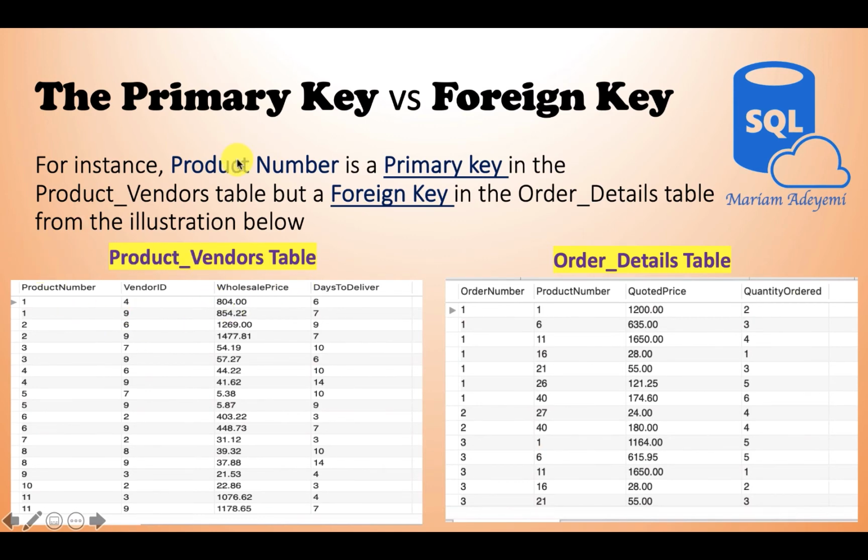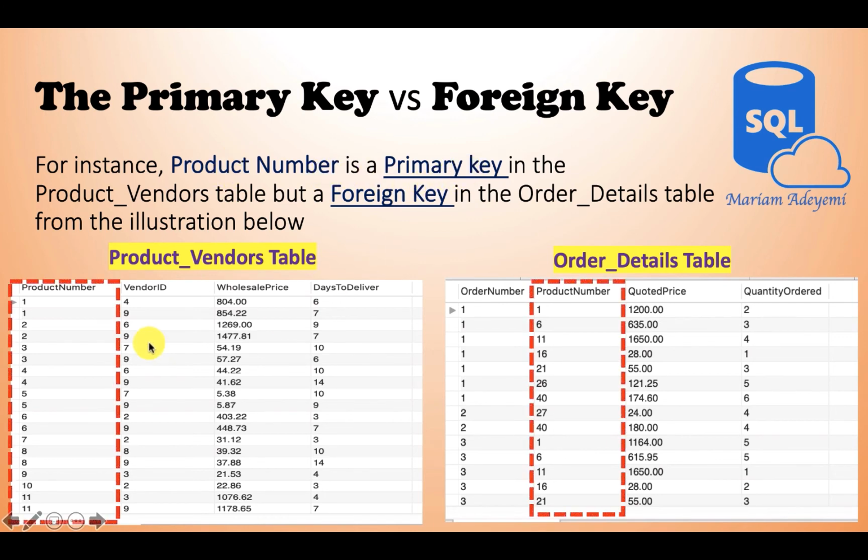For instance, product number is a primary key, as we see here in the product vendors table right here, but it's a foreign key in the order details table, as we see here. So this is the typical example of what I'm trying to say. A primary key on a table could be a foreign key on another table.